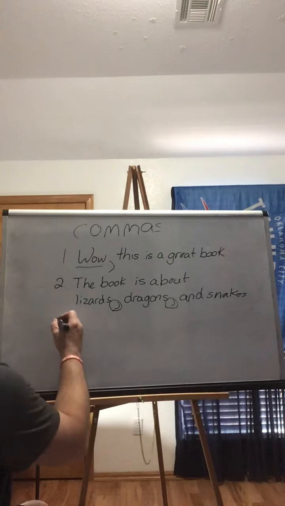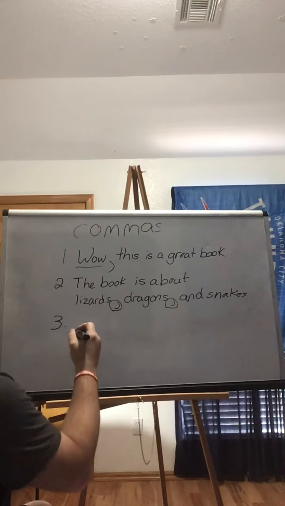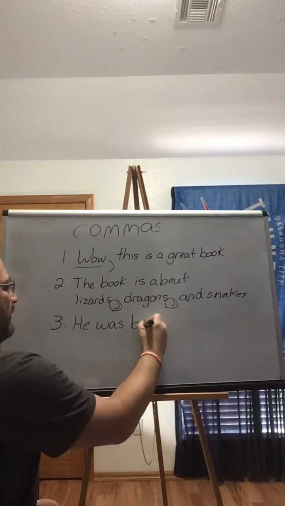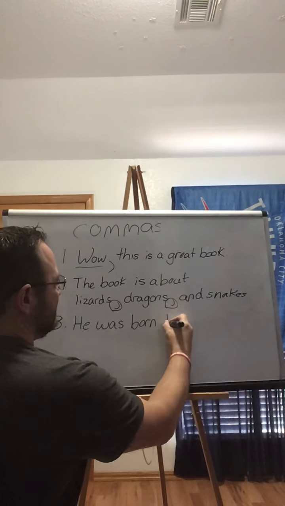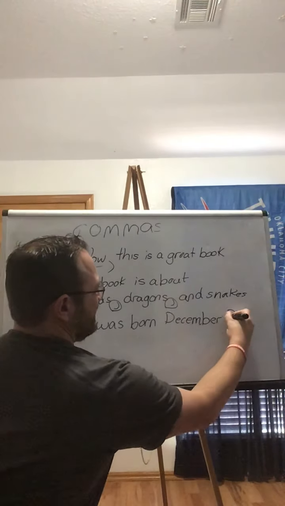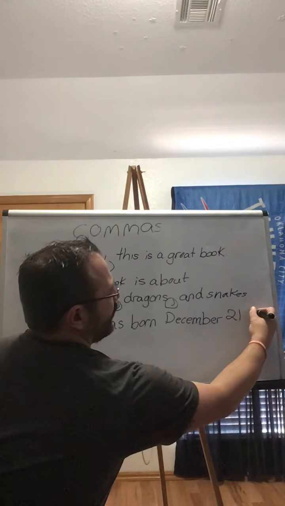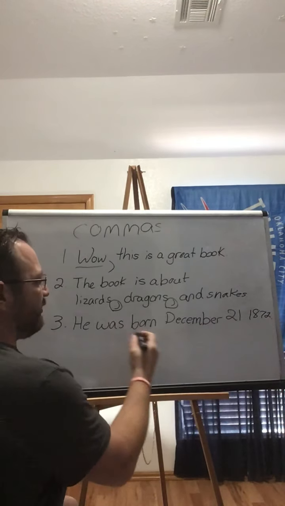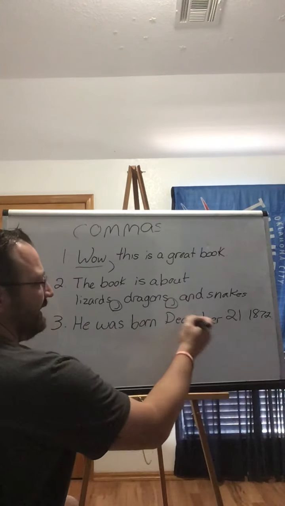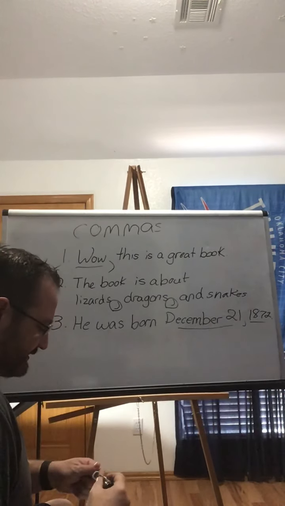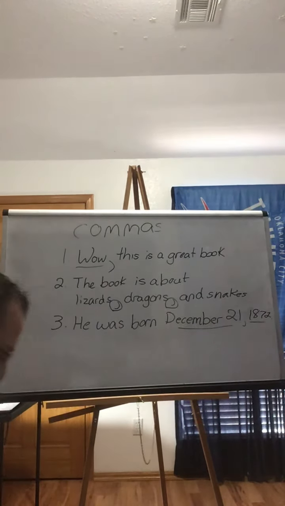And then for the third example, it would be he was born, let's say December, could have gone something shorter than that, but okay. December 21st, 1872. It's an old man. So he was born December 21st, 1872. Where is the comma going to go? Between the date and the year. December 21st and 1872. So that right there is how we're going to do our commas.